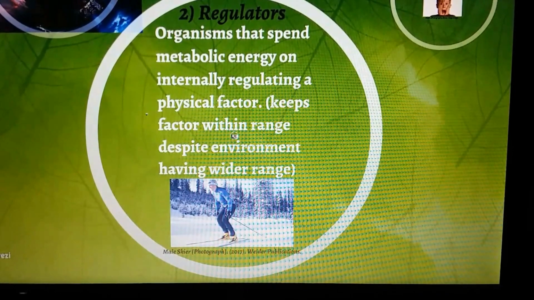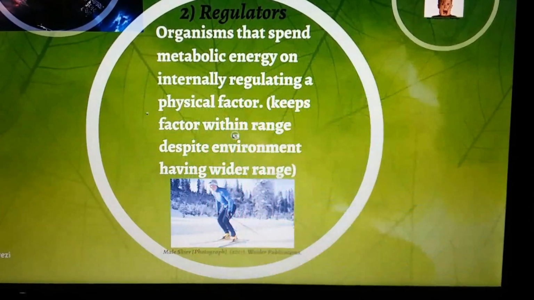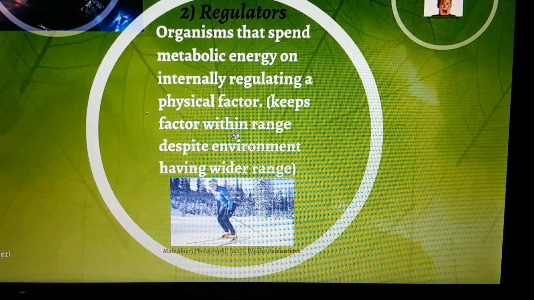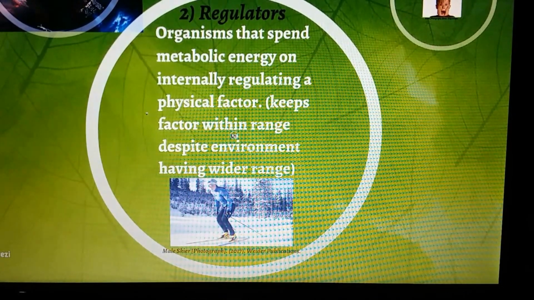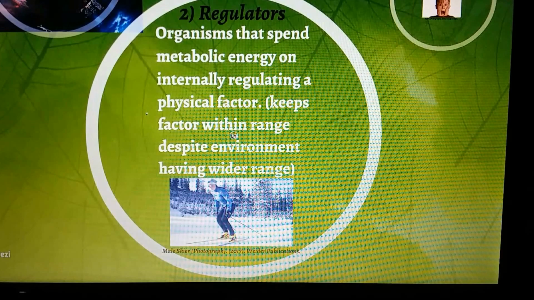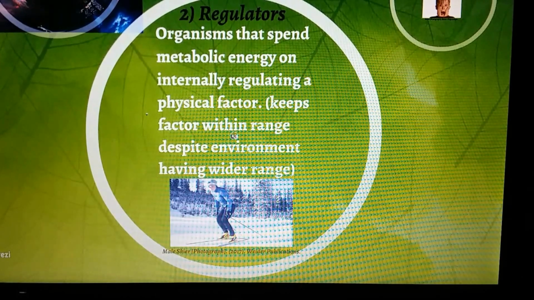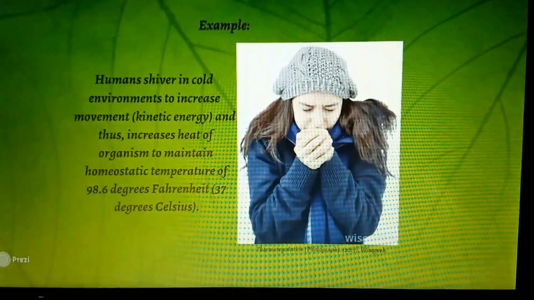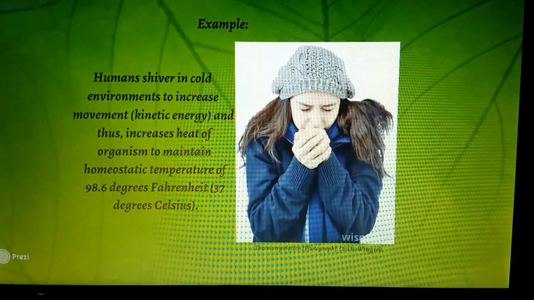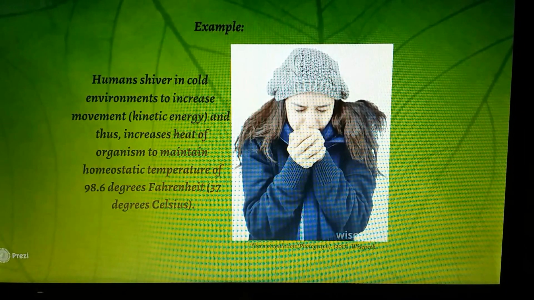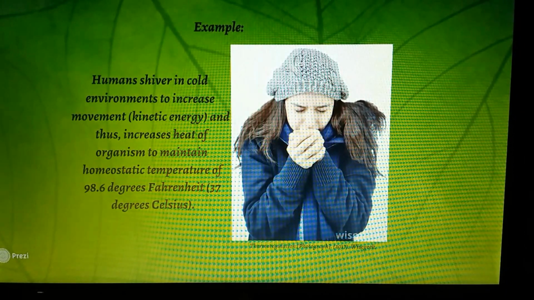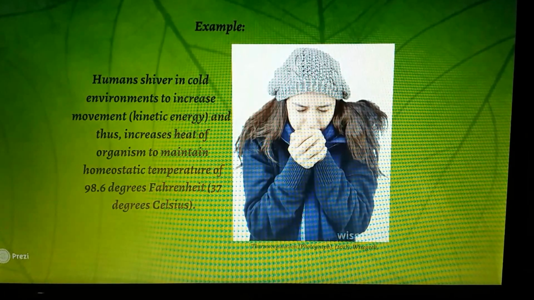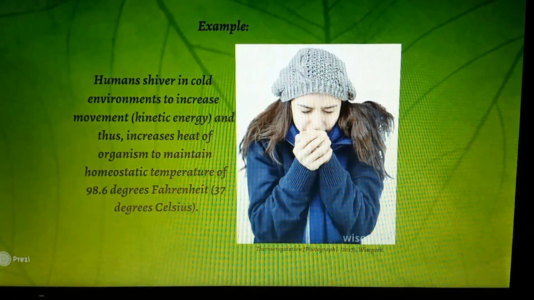And this is an example of a negative feedback where you're maintaining homeostasis and your body's getting warmer in cold weather or getting cooler in hot weather to maintain that one single temperature. So here we see a girl shivering, and the reason why is because it's increasing that kinetic energy, right? Just as we talked about a second ago.